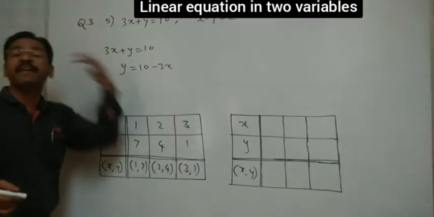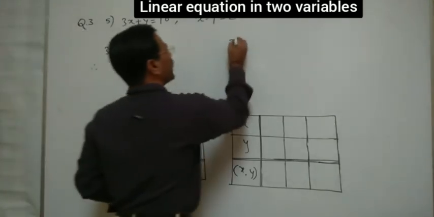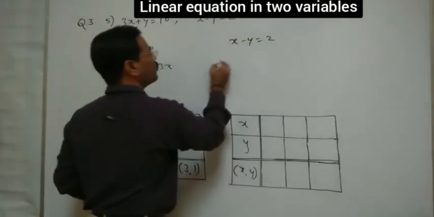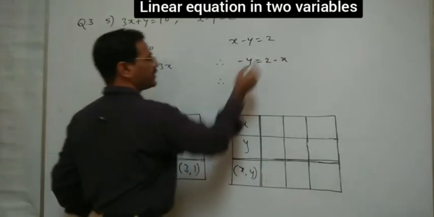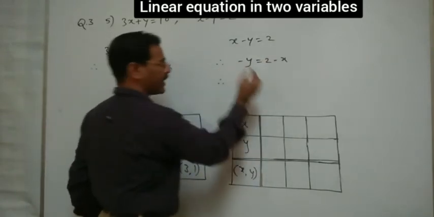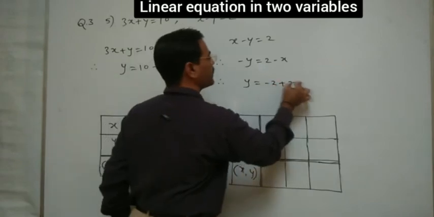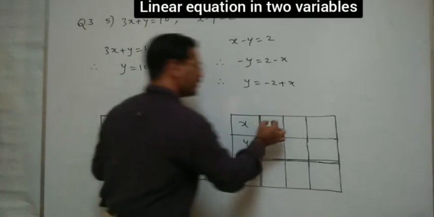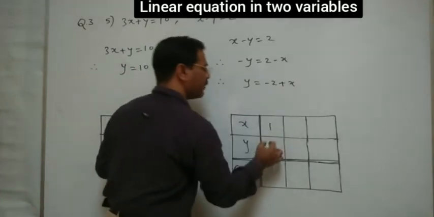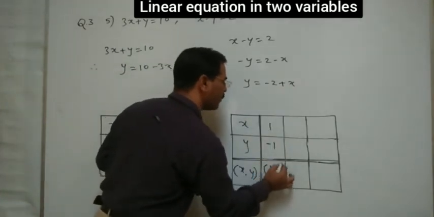Now take the next, that is a very simple example. So here x minus y equal to 2. I'll write in y form. You may write in x form also. I'll change the sign because y has a minus sign. So it is y equal to minus 2 plus x. Now you can put any value of x. Again I'll put here 1. So minus 2 plus 1, minus 1. Here it is (1, minus 1).